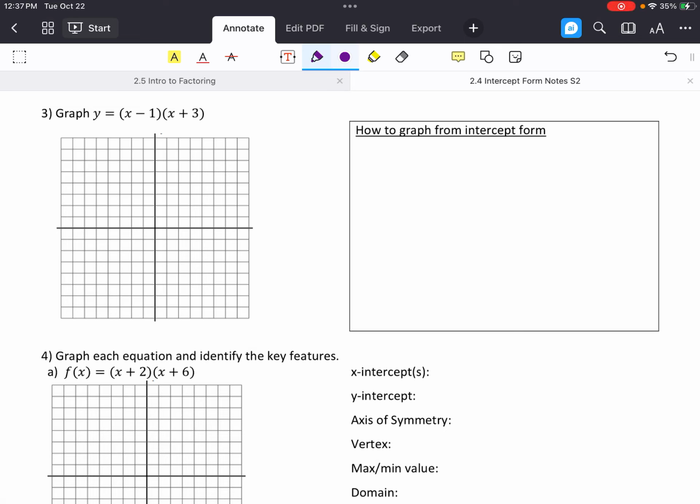Okay, one method to graph from intercept form involves finding the vertex by using the equation. So the first thing you're going to want to do is find and graph your x-intercepts. This is an intercept form. I know that because I see two sets of parentheses and neither of them are being squared. So if I want the x-intercepts, I'm looking for the solutions to the equation if y was equal to 0. So really, we know that my x-intercepts are 1 and -3, and I'm going to go ahead and graph those.